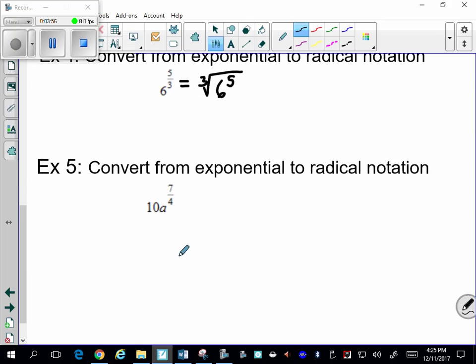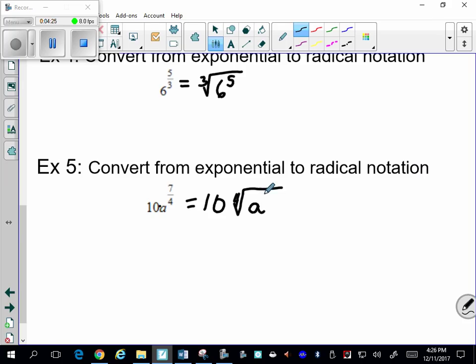Last one, you have to be careful on parentheses. There's no parentheses around this, so the 10 really is not getting raised to the 7/4 power. So the 10 stays on the outside. And then when we're changing this, it's 10 times a to the 7/4. So it's a to the 7/4. It's not 10a to the 7/4. So we're going to do a 4th root of a to the 7th.